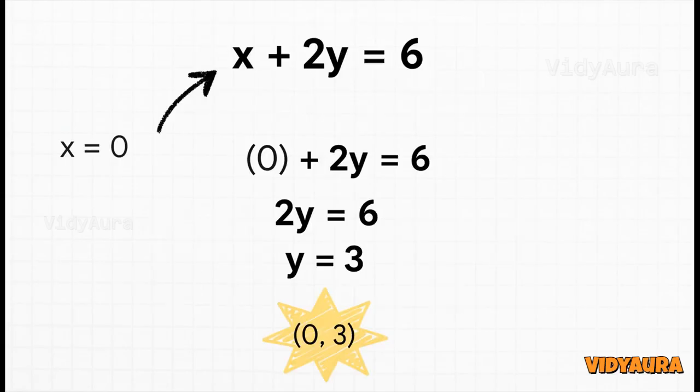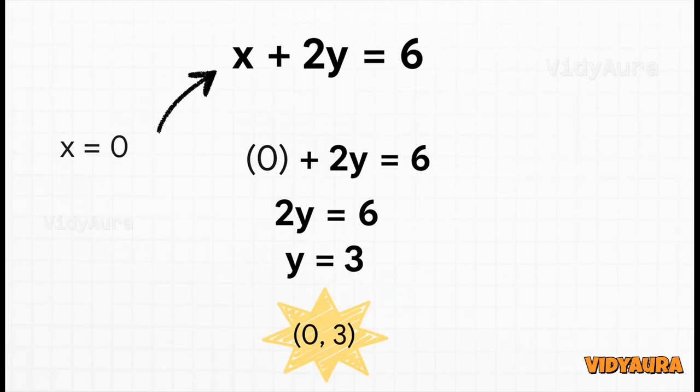Let's do it. Okay, the strategy here is actually really simple. You just pick a value for one of the letters, any value you want, and then solve for the other one. And what's the easiest number in the world to work with? 0. So let's start there. Let's just say x equals 0. Our equation then becomes 0 plus 2y equals 6, which is just 2y equals 6. Divide both sides by 2, and we get y equals 3. There we go. Our first solution is the pair 0, 3.